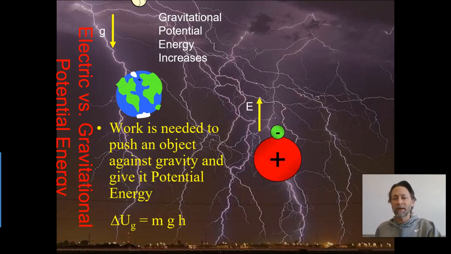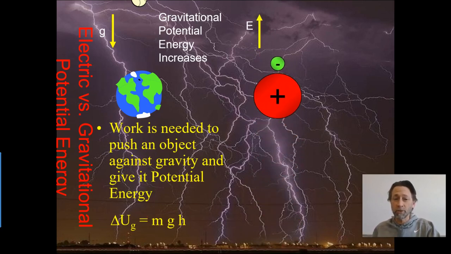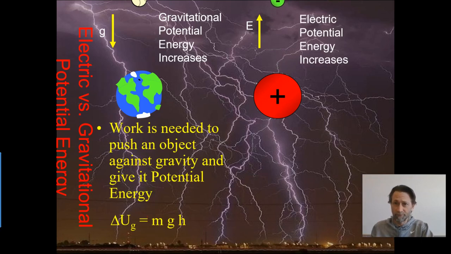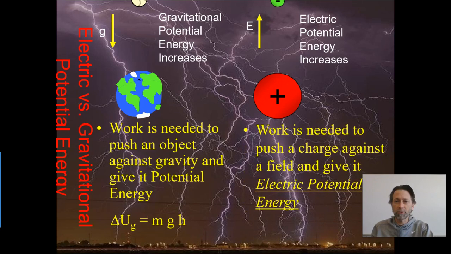Now, if I analogize that to electric potential energy, I have this plus charge here and a minus charge. What way does the minus charge want to go? Well, it wants to be attracted towards the positive charge. So what way would I do work on it? I would lift the negative charge up, or away from the way that it wants to go. And that would give it a form of electric potential energy, okay? So work is needed to push a charge against a field and give it electric potential energy.